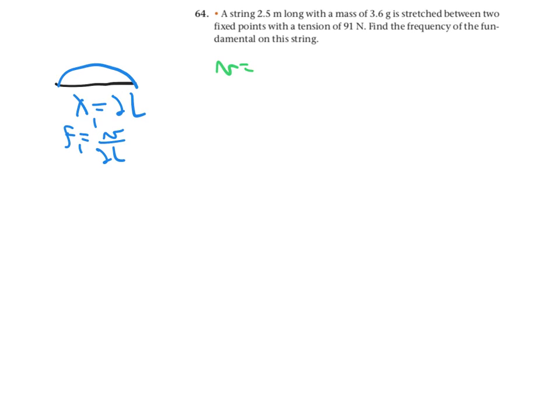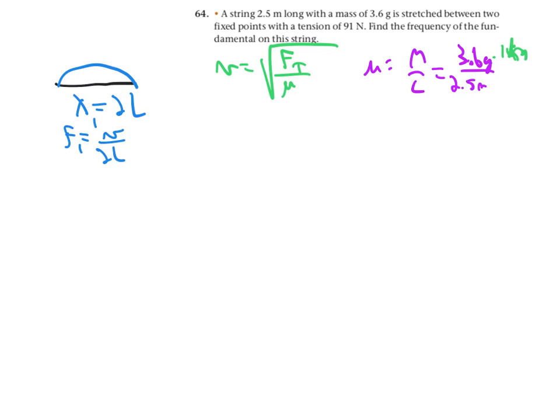we know that the wave speed is the square root of the tension over the linear mass density. And the linear mass density is just the mass per unit length. So we've got 3.6 grams divided by 2.5 meters. We've got to multiply the grams by, of course, 1 kilogram per 1,000 grams.